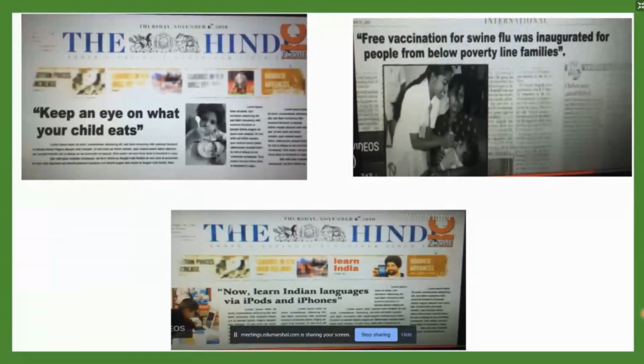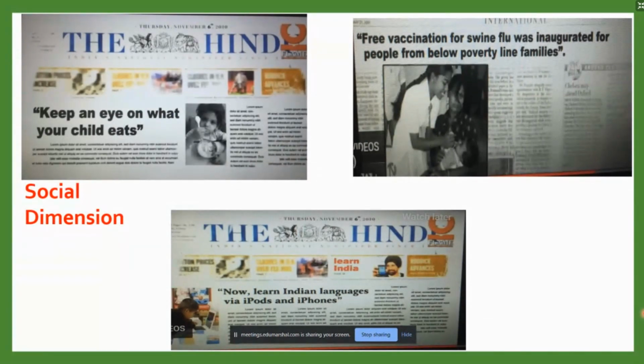Keep an eye on what your child eats. It is for the parents that this has come. It is telling the society that you be careful about what your child is eating. So it is a part of social dimension or social environment.